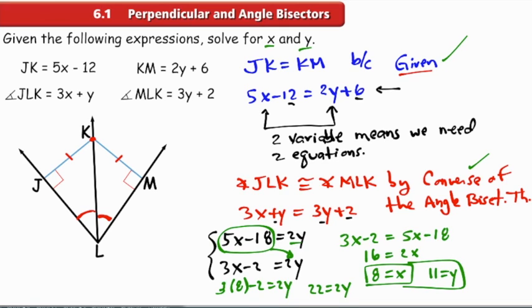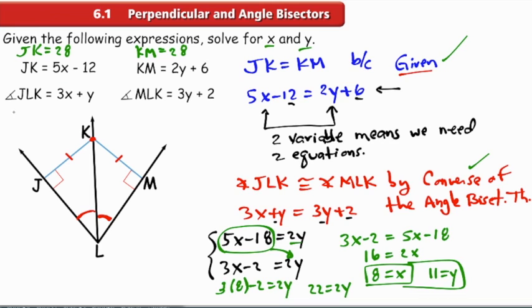And now we can take those values for x and y and we can solve for each of the measures if we wanted. JK, when you plug in 8 for x, would give you 28. KM, when you plug in 11 for y, gives you 2 times 11 is 22 plus 6 is 28. They are equal. We expected that because of the congruent marks, and we set up our equation that way.